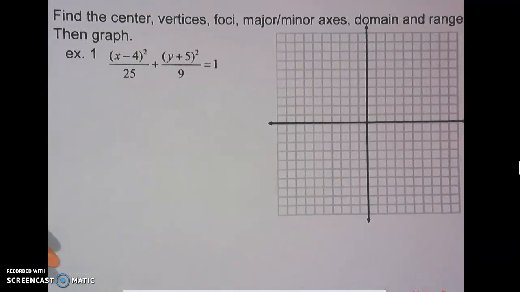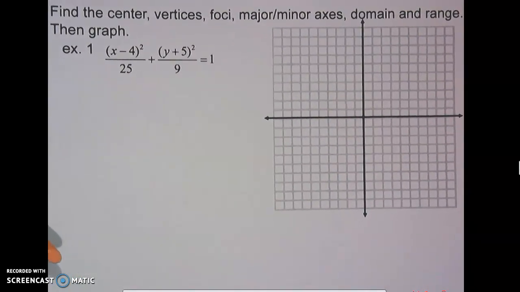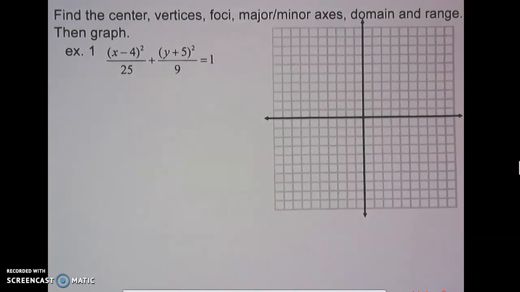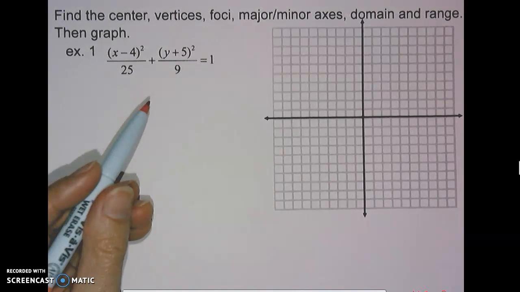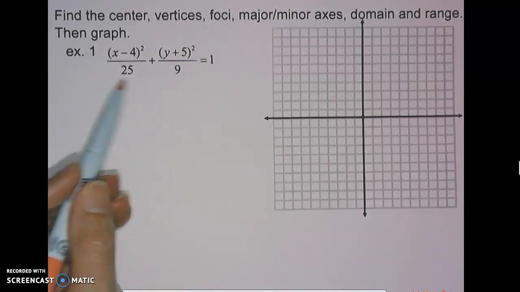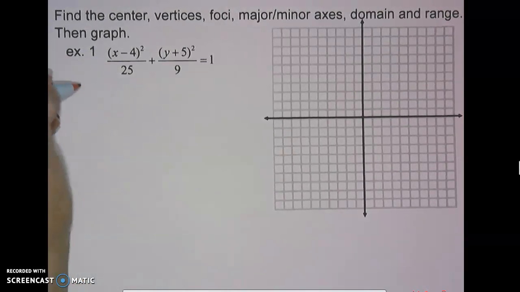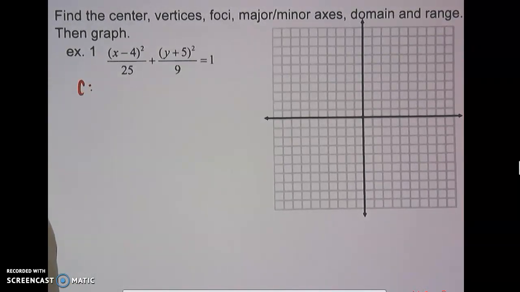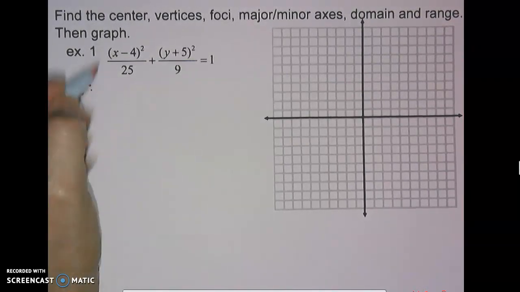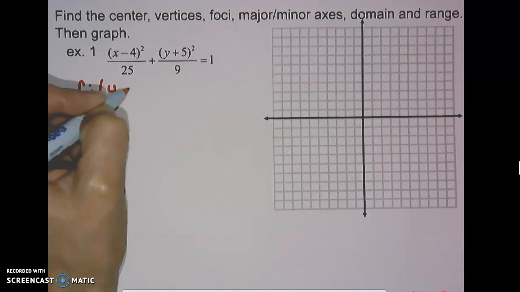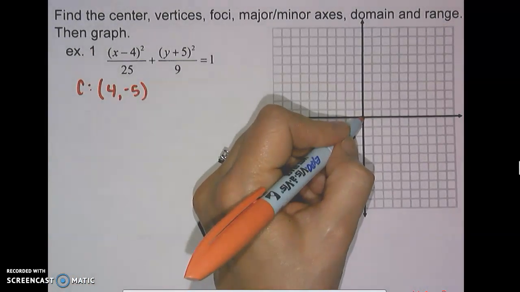So we're going to be given an ellipse formula. We're going to have to find the center, vertices, foci, major and minor axes, domain, and range. We're going to graph it. And you don't necessarily have to do all of those things in that particular order. We know that this is an ellipse because there are fractions, and we've never seen fractions with any of ours. We're also adding those two fractions together, and that's important for an ellipse. So let's get started. Our center is going to be found exactly the same way we found the center of a circle. So we would make this be 4, -5. So I'm going to go ahead and plot that.